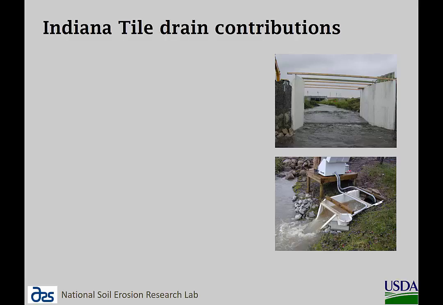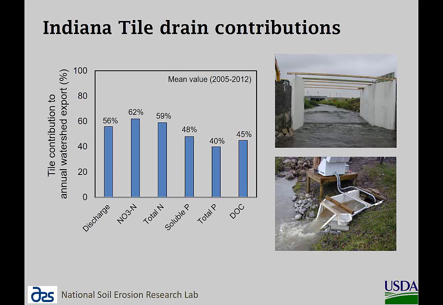Similarly, in Indiana, it's not quite as much. About 56% of the discharge of our water is from tile drains to Lake Erie, and nearly half of our load of dissolved phosphorus is from tile drains. The other half is from surface runoff.